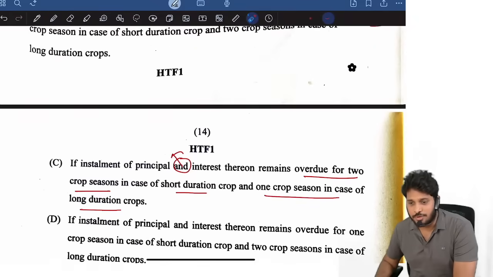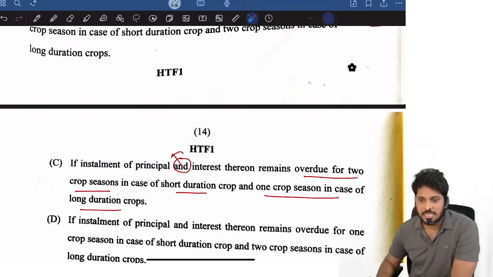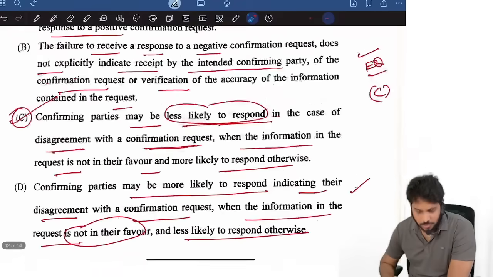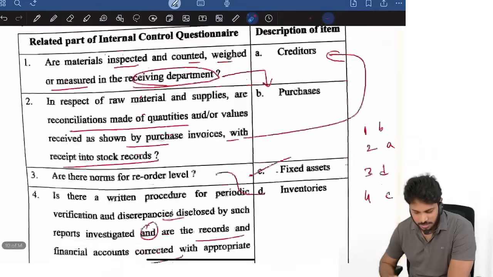Now with respect to MCQs, are there any doubts? Are there any doubts for anybody? Any particular MCQ in this?